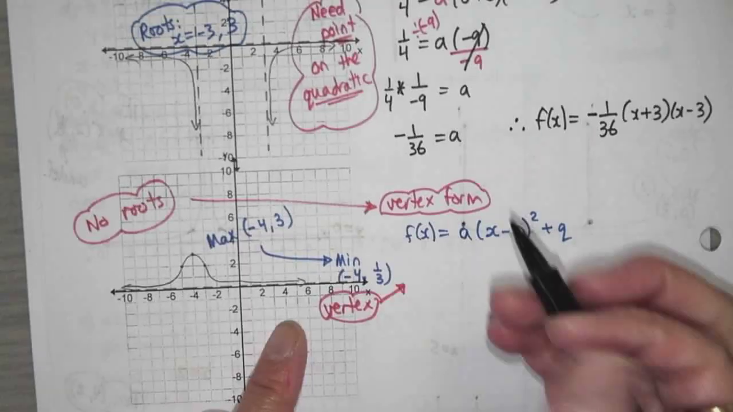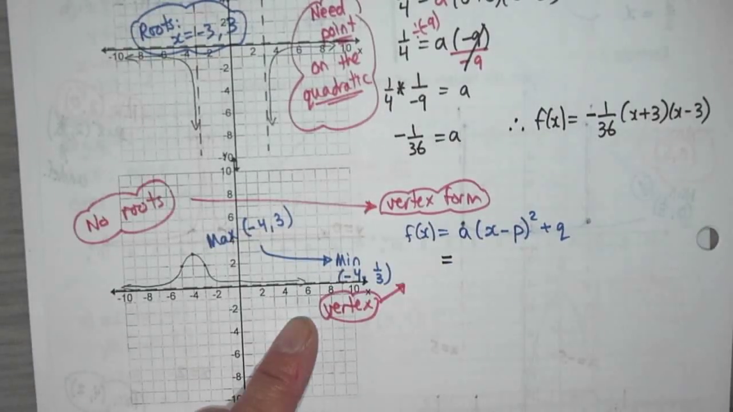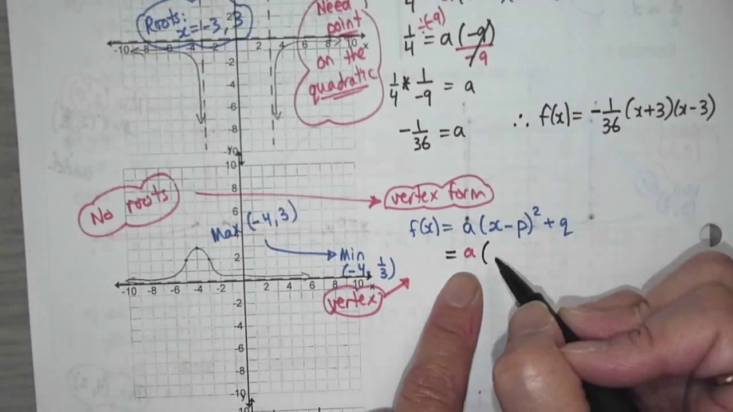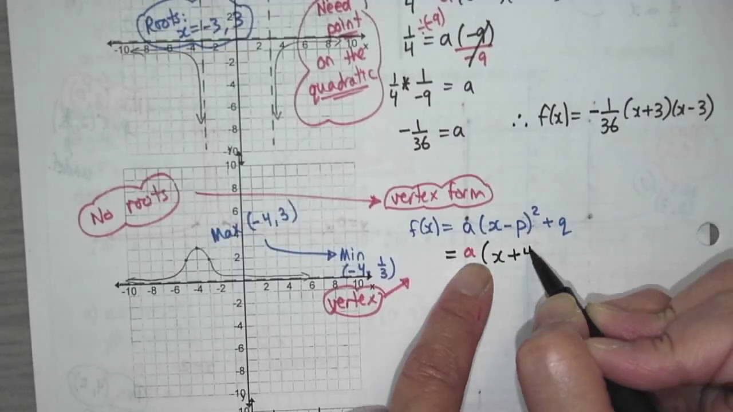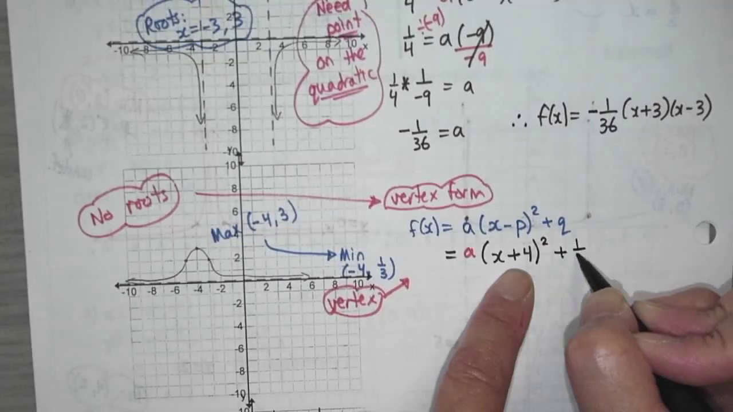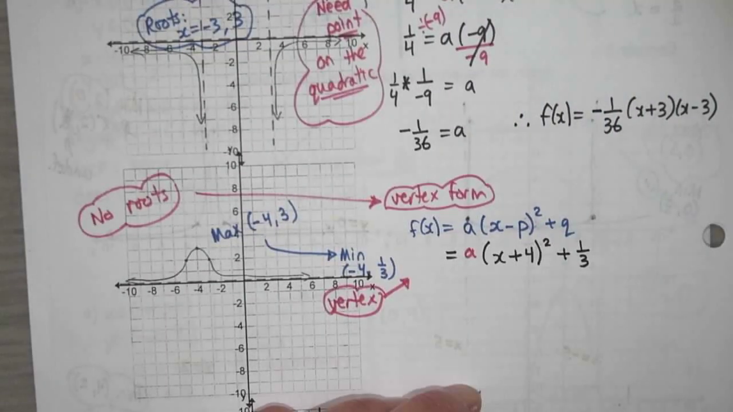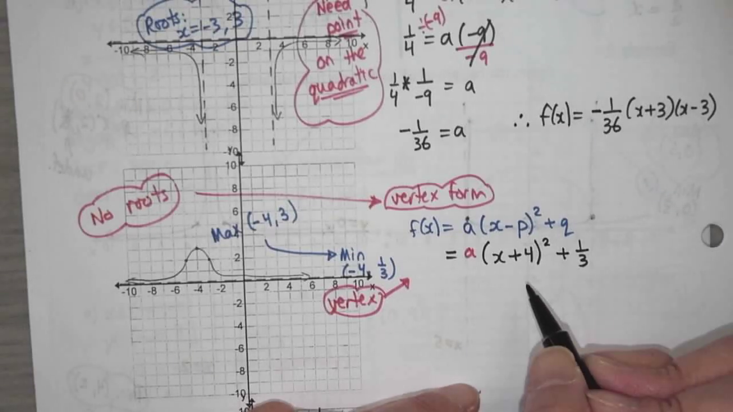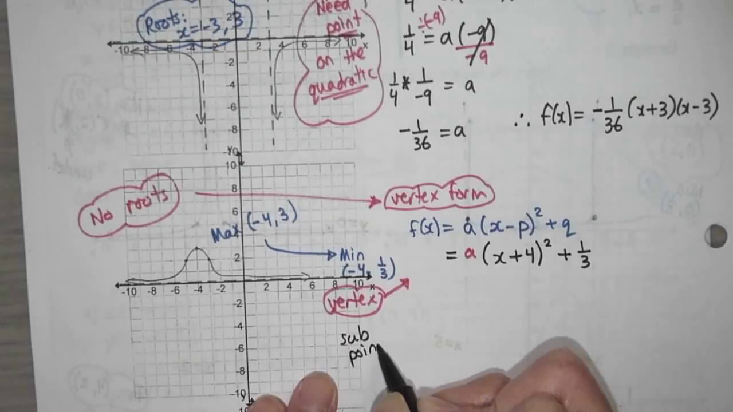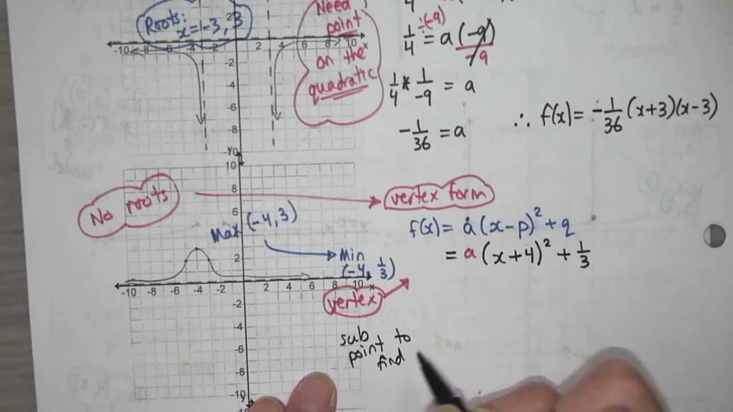So we're going to say f of x equals, I don't have A, so we'll find that in a second when I sub something in. Don't worry about the negative or positive. I just want the vertex. So it's going to be x plus 4, opposite, so plus 4 squared, plus 1/3. Then I'm going to sub in a point to find A.